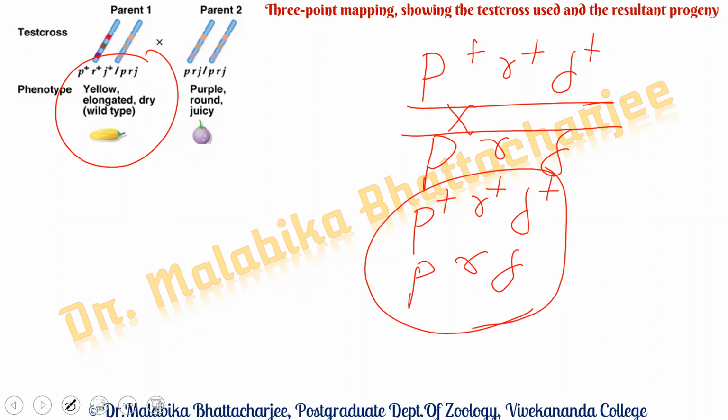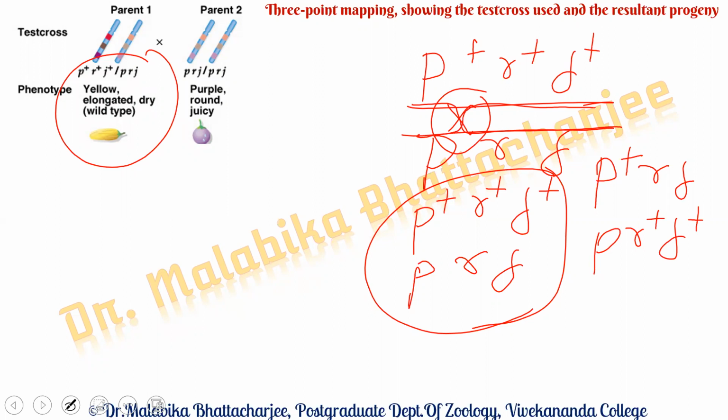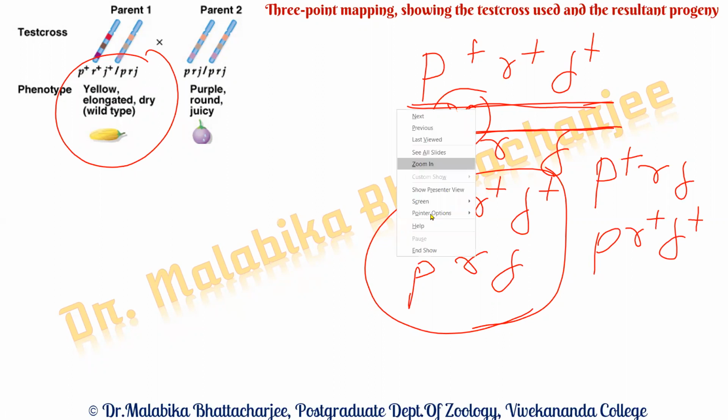But now since there are 3 genes present, the first crossing over is happening here. What combinations can we get from here? P plus, R, J, so this chromosome becomes this, and P, R plus, J plus, and this becomes this. So this might be one probability, or we might have another probability.